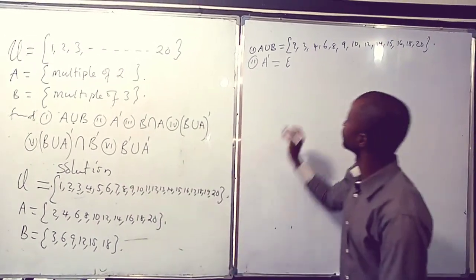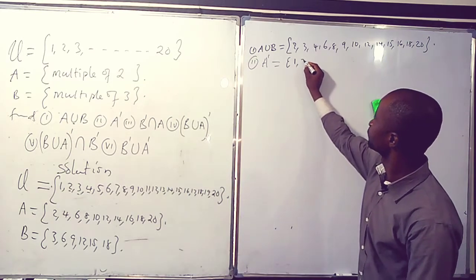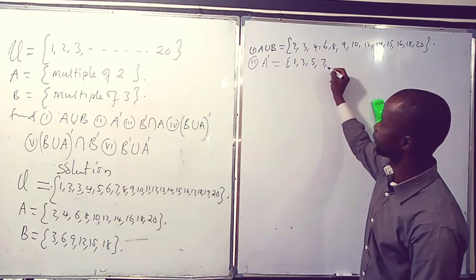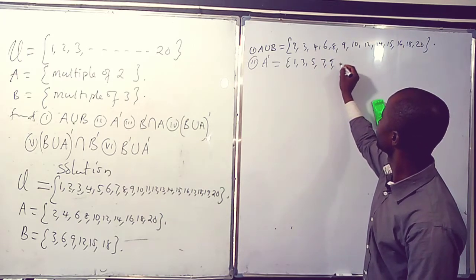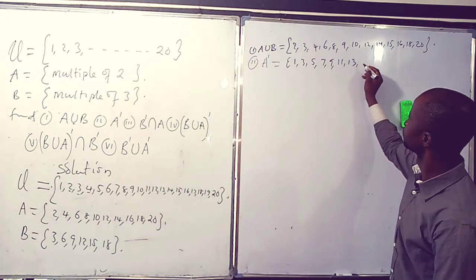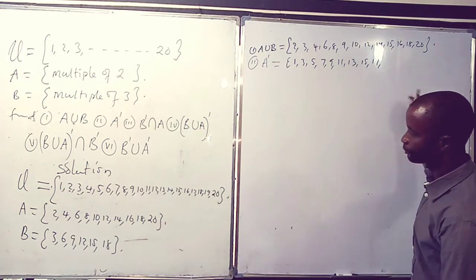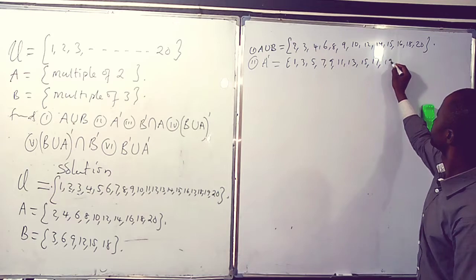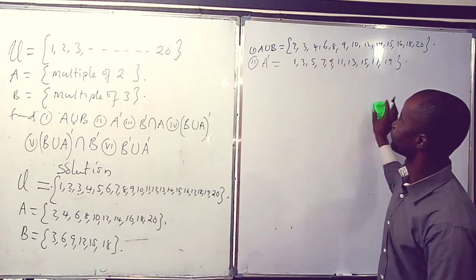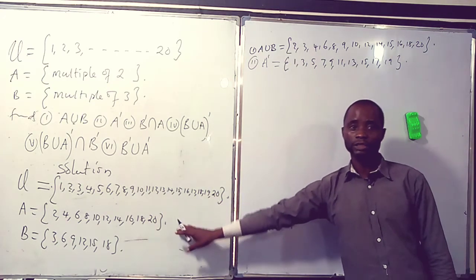The first one is 1. We have 1, and then we have 3, 5, 7, 9, 11, 13, and then we have 15, 17, 19. These are the A prime. That is the list of all the elements that are present in the universal set but not in the subset.